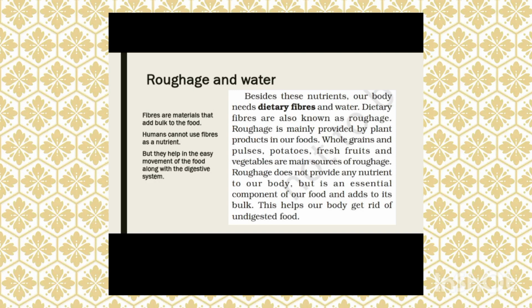Dietary fibers are also known as roughage. Roughage is mainly provided by plant products in our food. Whole grains and pulses, potatoes, fresh fruits, and vegetables are the main sources of roughage. Roughage does not provide any nutrient to our body, but is an essential component of our food and adds to its bulk. This helps our body get rid of the undigested food.